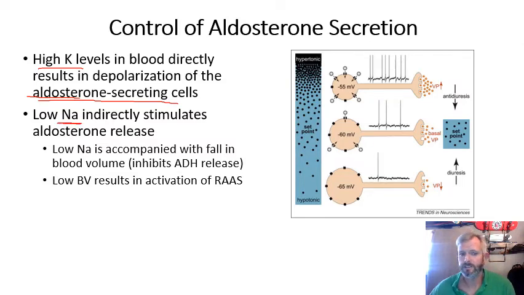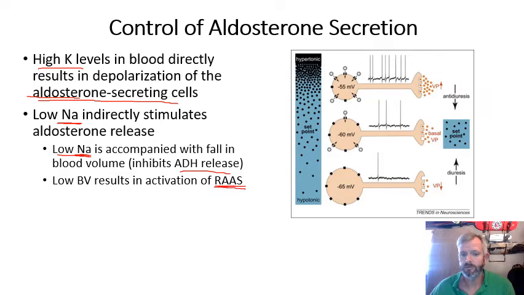How about low Na, low sodium? This causes an indirect stimulus. Low Na is accompanied by a fall in blood volume. Low sodium inhibits the release of ADH. ADH brings water in. If ADH is not on board, it's not reabsorbing water, and what's happening in the blood? The blood volume is going to decrease. If blood volume decreases, what happens to blood pressure? Blood pressure decreases.